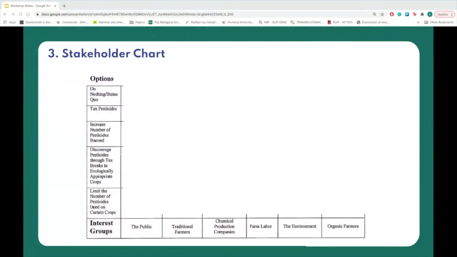Okay, so next what you can do is something called a stakeholder chart, and I think this could be super helpful to help understand different policy recommendations from a broader perspective. So for this chart, again on the y-axis, you can put down all the different policy recommendations that you would want to include in your memo, and then on the x-axis, you actually list down all the different interest groups which you think would be affected by your recommendation.